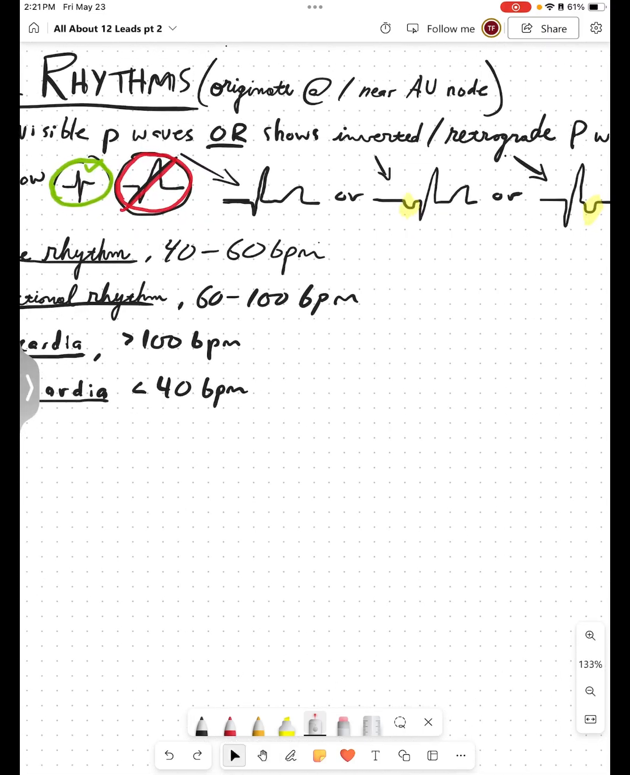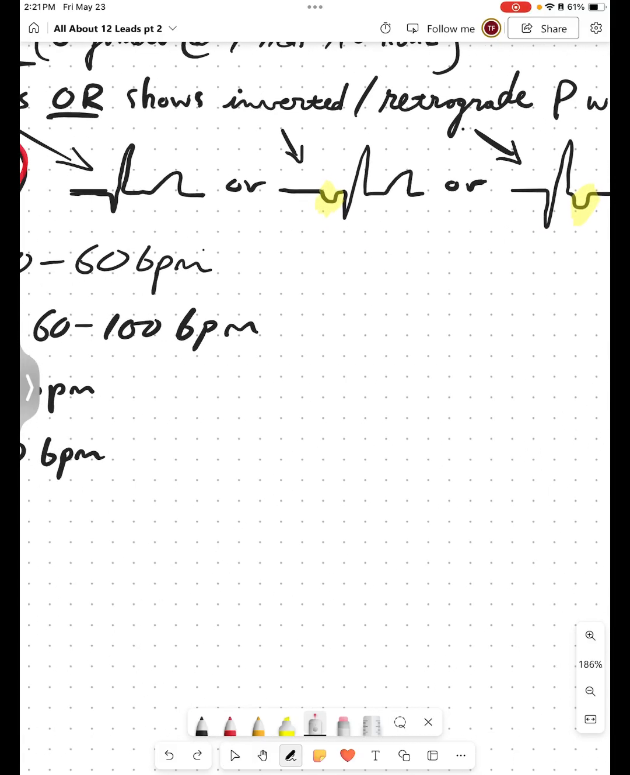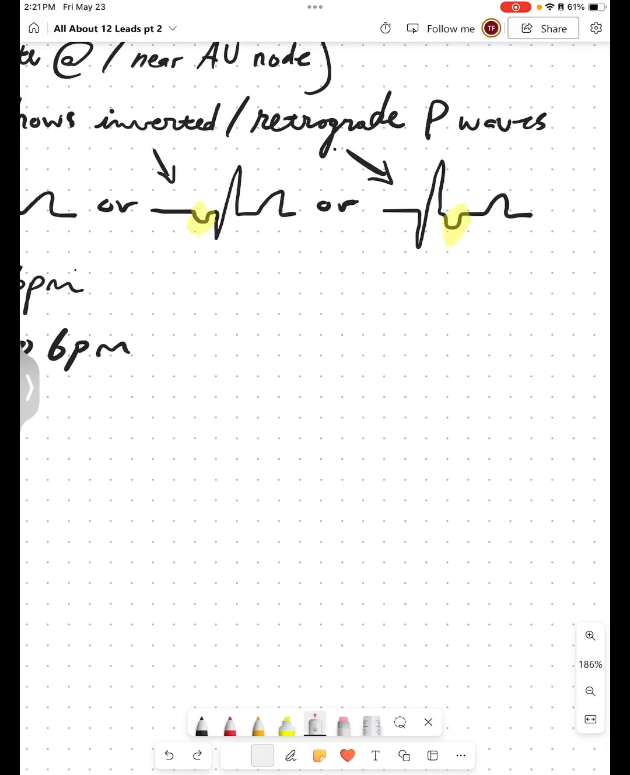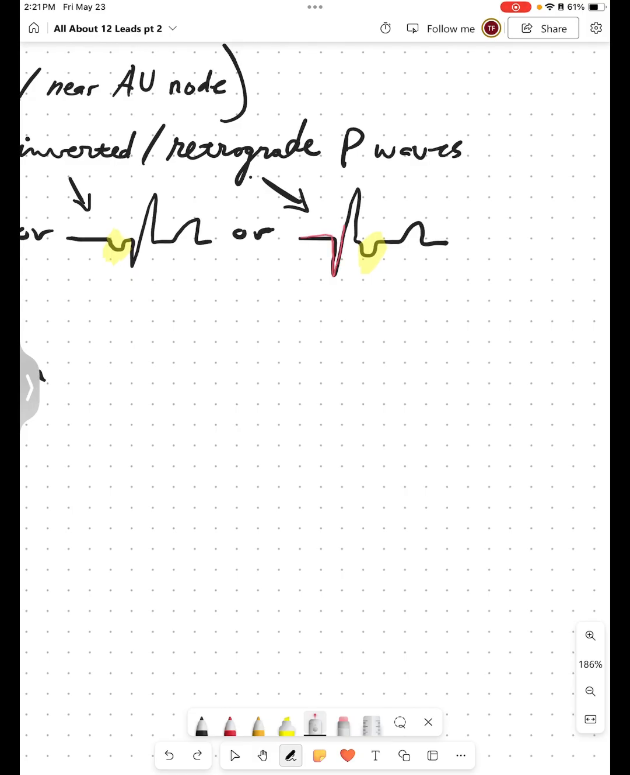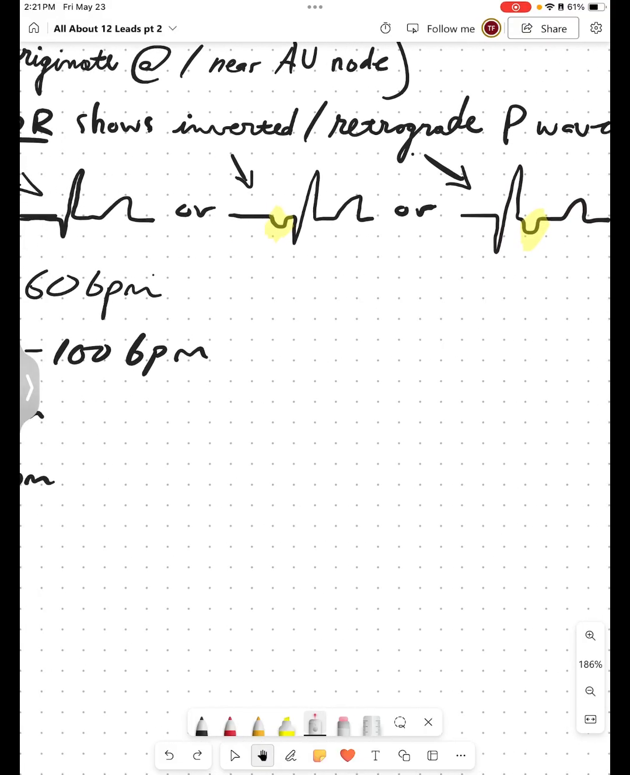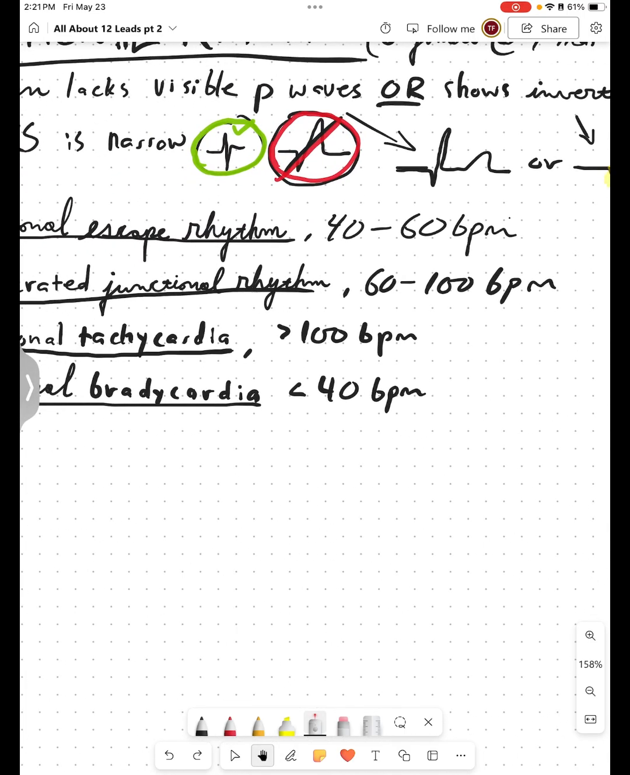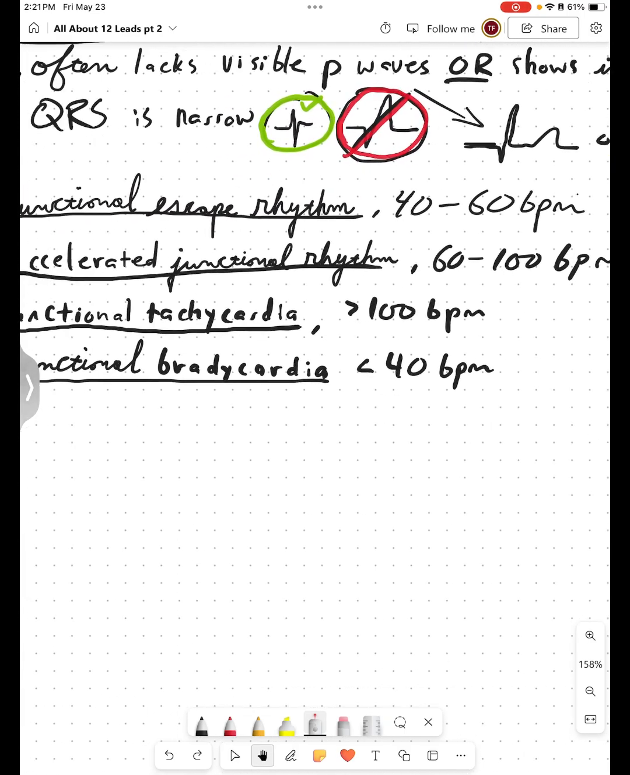So I have shown here a beat without a P wave at all. Here we have a beat with an inverted P wave. And here we have a retrograde P wave where it actually shows up after our QRS, which is interesting. But that's going to be a hallmark sign. Each of these are going to be hallmark signs of a junctional rhythm. And then we have our different rhythms here.